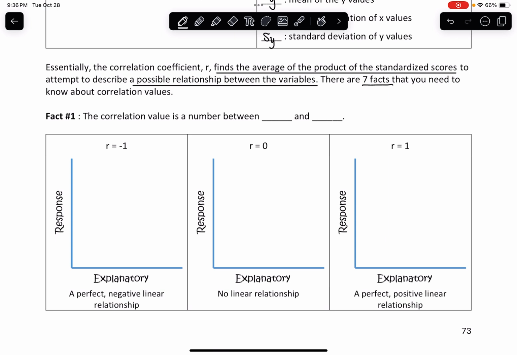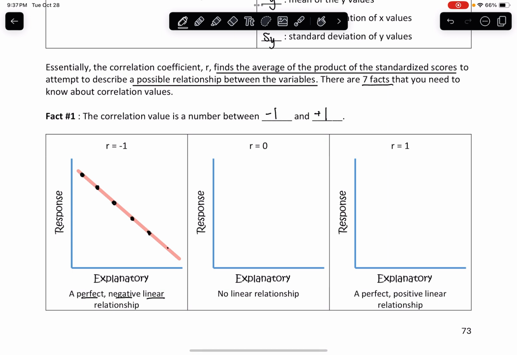The first one is that your correlation value is always a number between -1 and +1. If we have a correlation of r equals -1, that is a perfect negative linear relationship. So here's what that means. If I have a line of best fit, if it is a perfect negative linear relationship, r equals -1, every single one of my data points falls on that line of best fit.